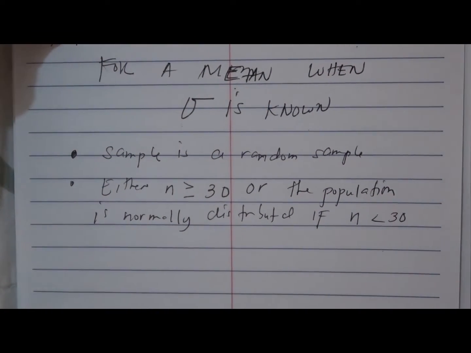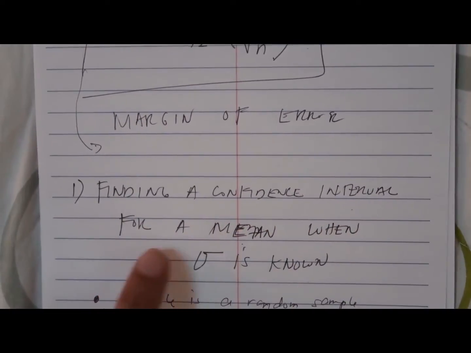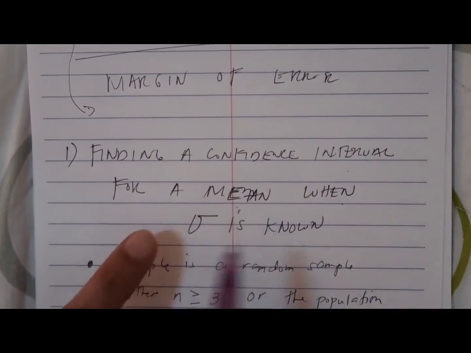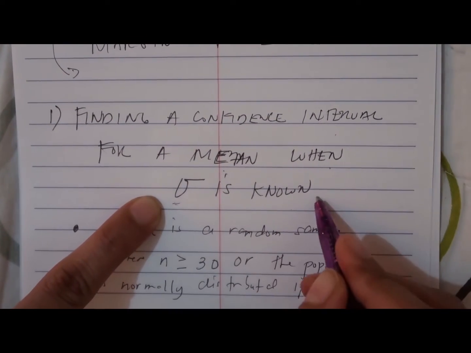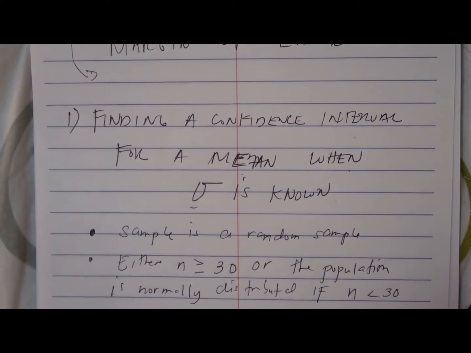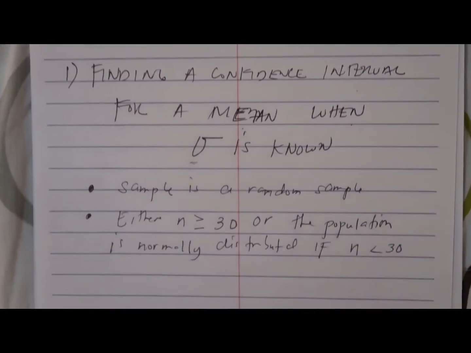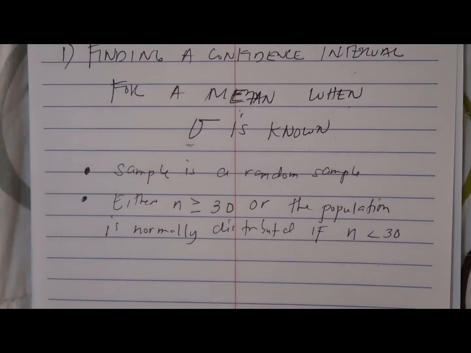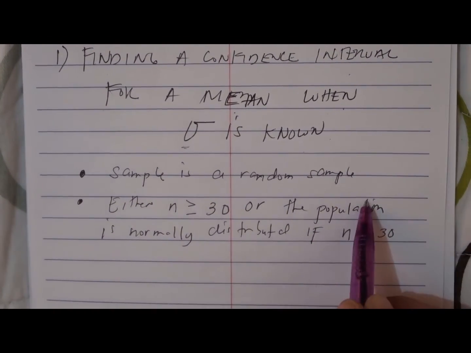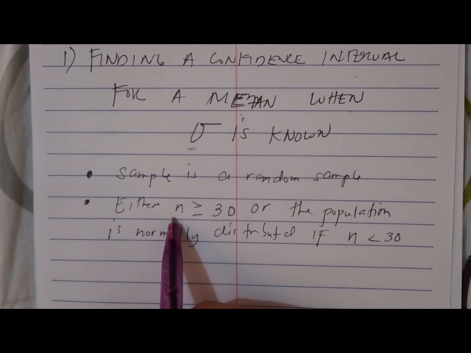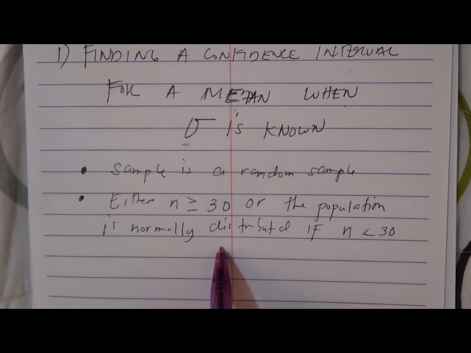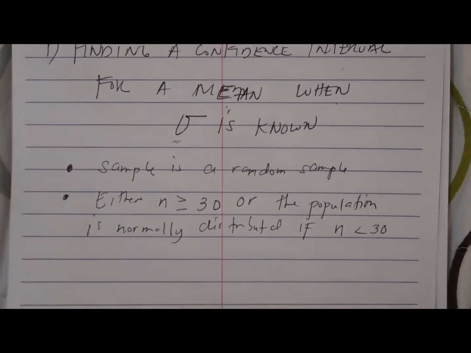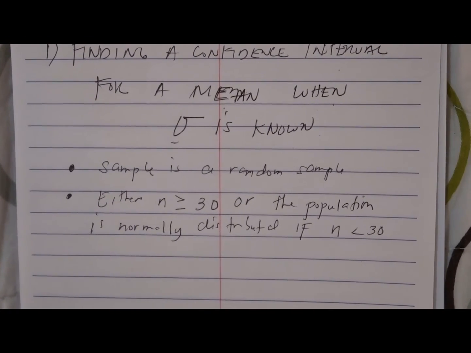So, finding a confidence interval for a mean when the standard deviation of the population, or your sigma, is known, meaning it's given. What is the concept behind that? A sample is a random sample. Either n is greater than or equal to 30, or the population is normally distributed if n is less than 30. So, try to remember that one. Let's proceed now to example number 1.